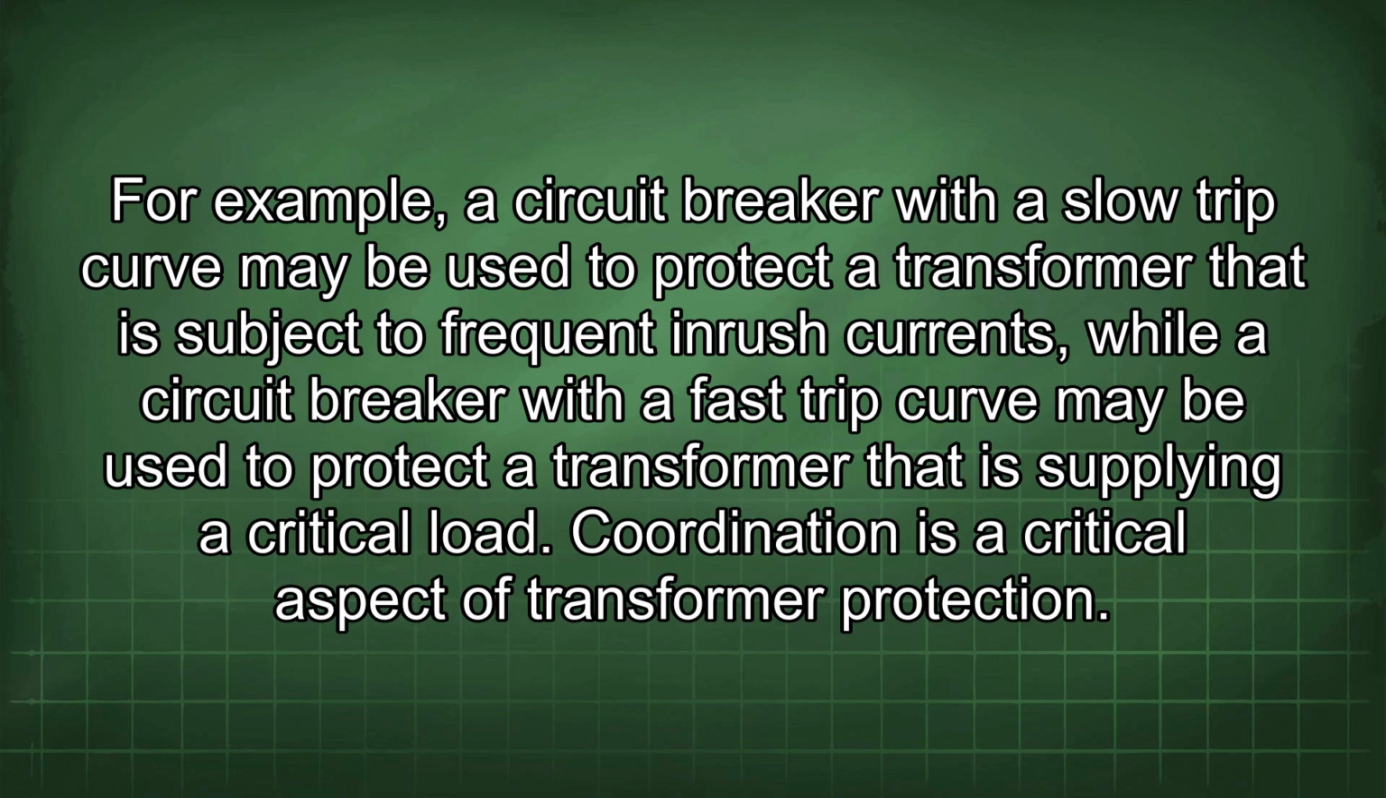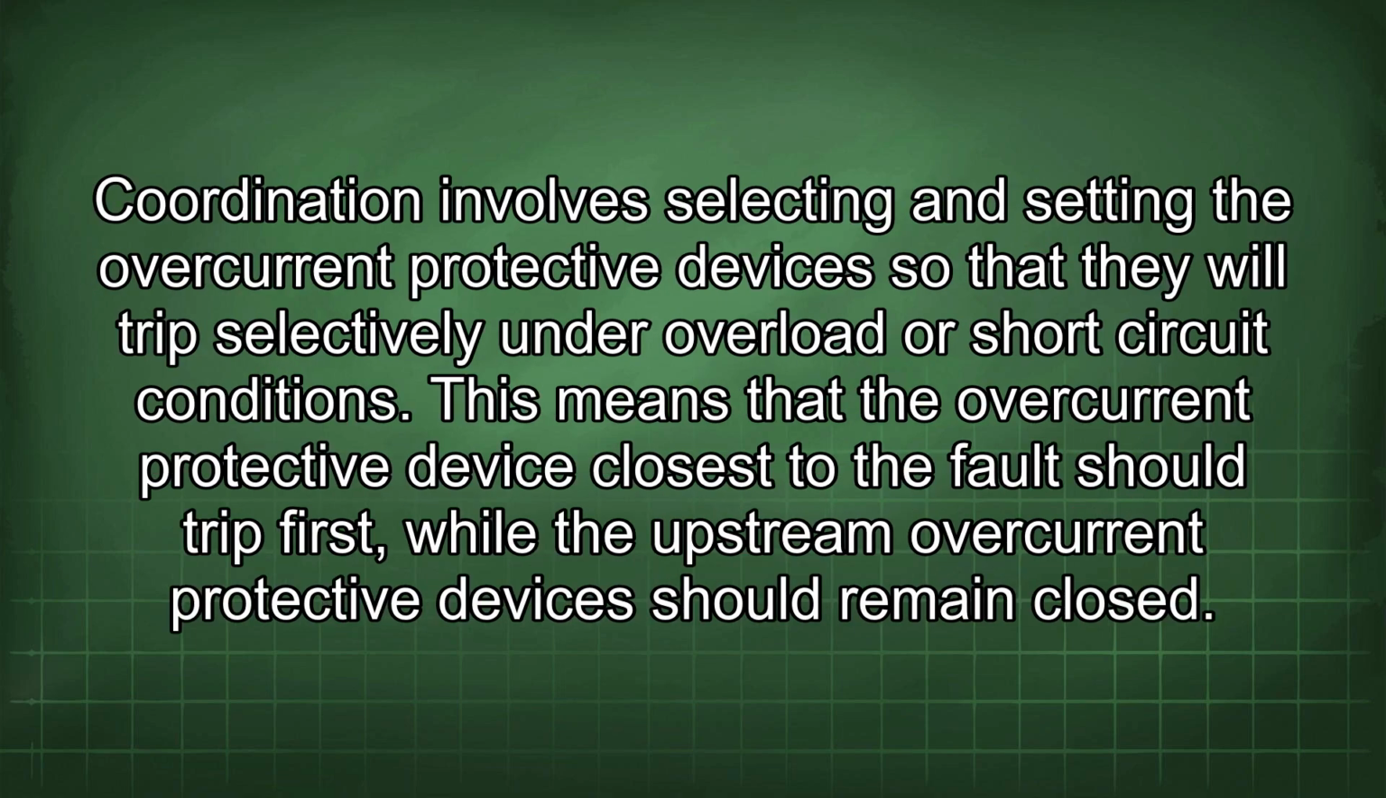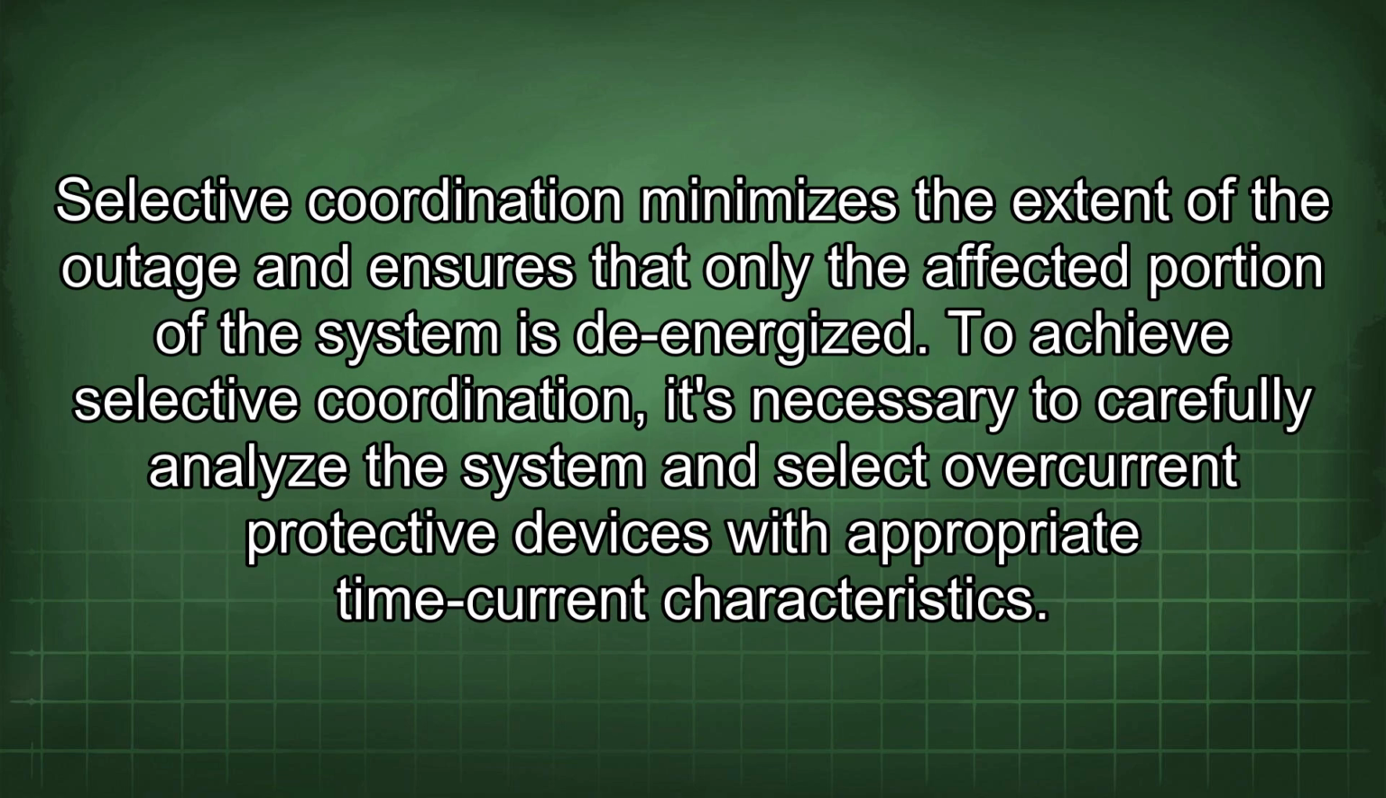Coordination is a critical aspect of transformer protection. Coordination involves selecting and setting the overcurrent protective devices so that they will trip selectively under overload or short circuit conditions. This means that the overcurrent protective device closest to the fault should trip first, while the upstream overcurrent protective devices should remain closed. Selective coordination minimizes the extent of the outage and ensures that only the affected portion of the system is de-energized.